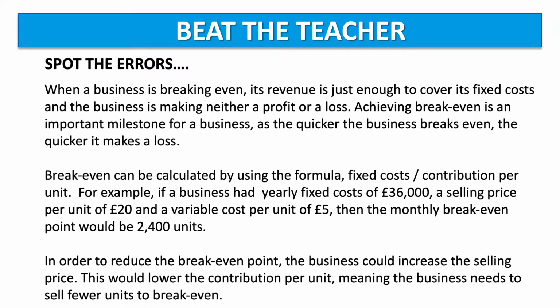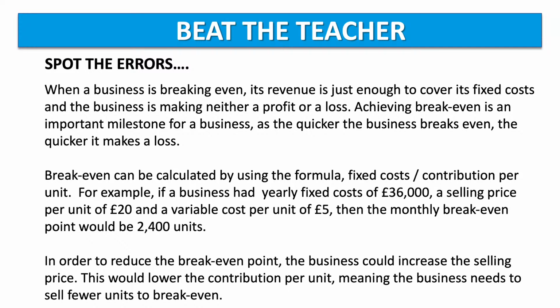Break even can be calculated by using the formula fixed costs divided by contribution per unit. For example, if a business had yearly fixed costs of £36,000, a selling price per unit of £20, and a variable cost per unit of £5, then the monthly break-even point would be 2,400 units. In order to reduce the break-even point, the business could increase the selling price. This would lower the contribution per unit, meaning the business needs to sell fewer units to break even.